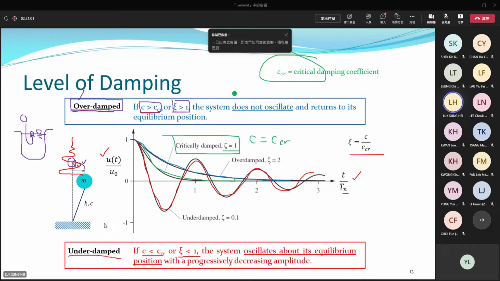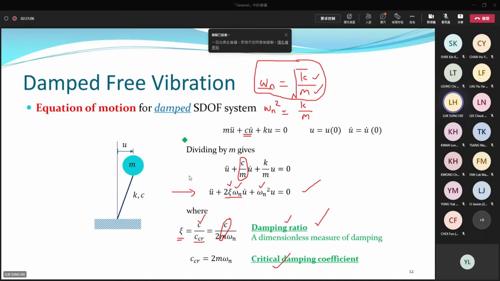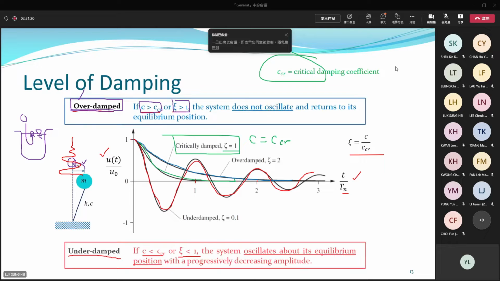Then what about the values? You can prove the values mathematically, but in the previous slide I showed you the expressions already. Critical damping coefficient is equal to 2m omega n. You can prove this mathematically. I think I have some derivations later. So this line basically shows a system with different levels of damping. Large damping, small damping, or a critical level. Large means overdamp, damping ratio exceeds 1. Underdamp means damping ratio below 1.